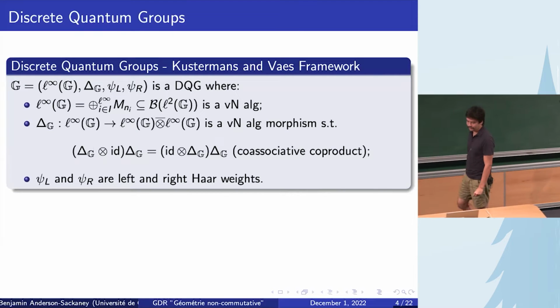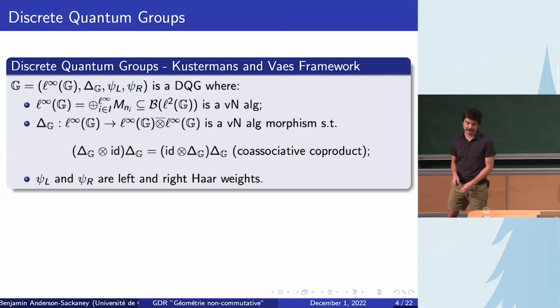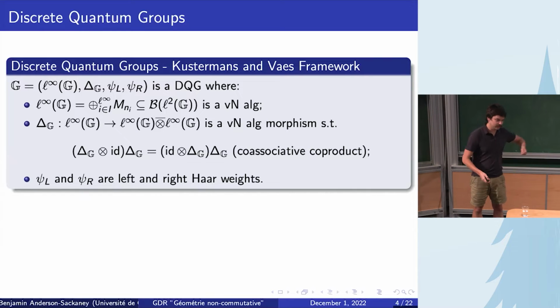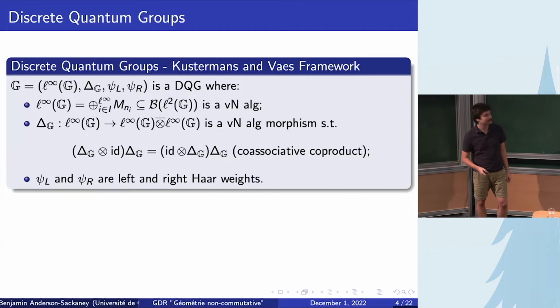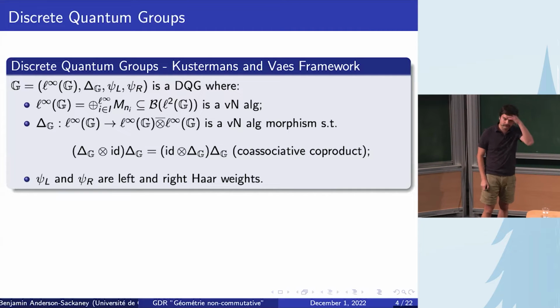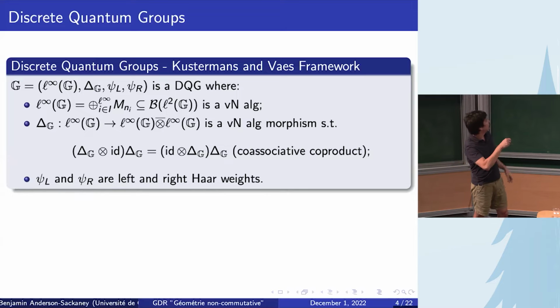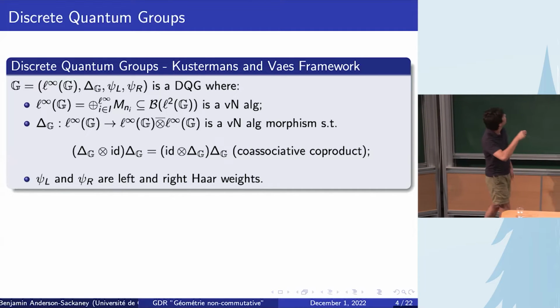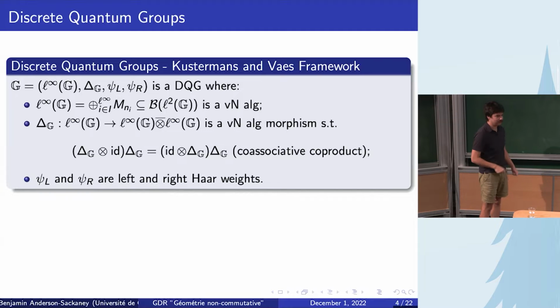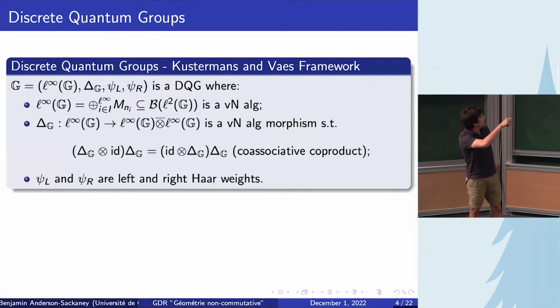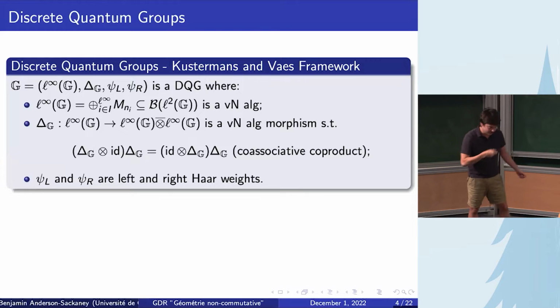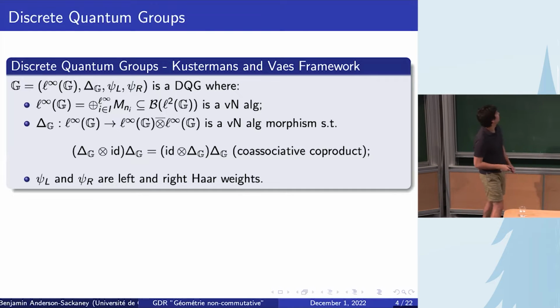So the setting that I'm going to define things in is the Kustermans and Vaes formulation of discrete quantum groups in terms of von Neumann algebras. So here, a discrete quantum group is given by the following information. We have a von Neumann algebra, which decomposes into matrix algebras, and it's represented on some Hilbert space L2 of G. And actually L2 of G is coming from all of the Hilbert spaces that all of these matrix algebras are represented on.